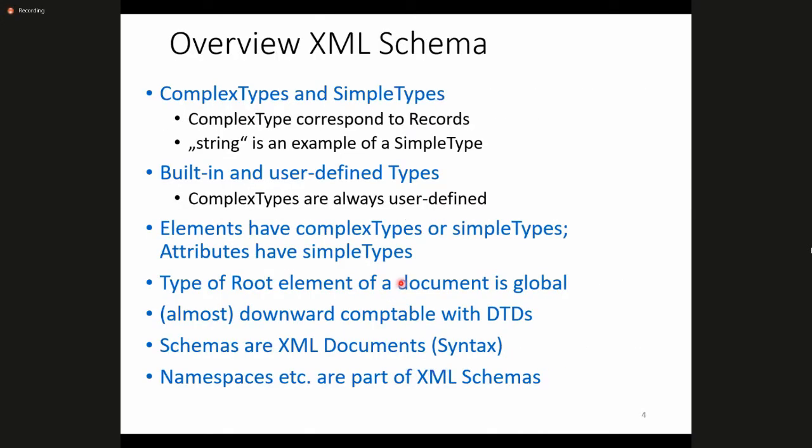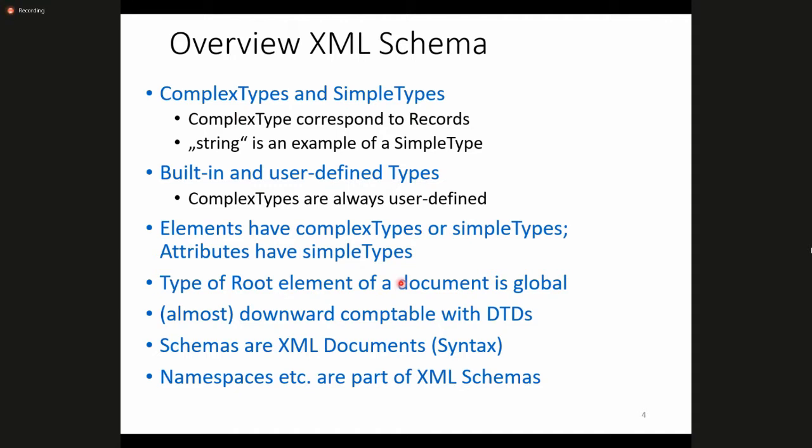To overcome this, we have XML schema, or XSD, XML schema definition. There are two kinds of types, complex types and simple types, and built-in and user-defined types. A user-defined data type is always a complex type. We are going to learn what these simple types and complex types are. Elements have complex types or simple types. Attributes always have simple types.